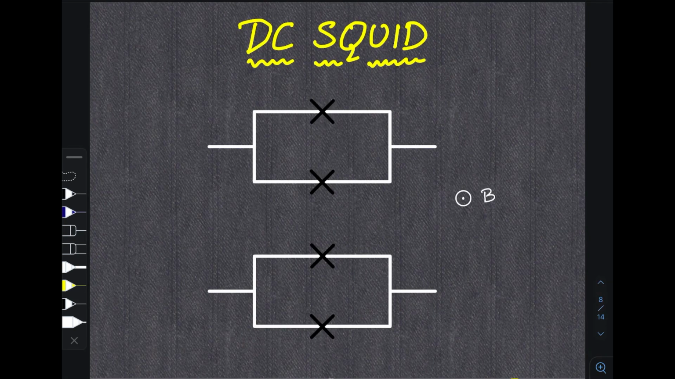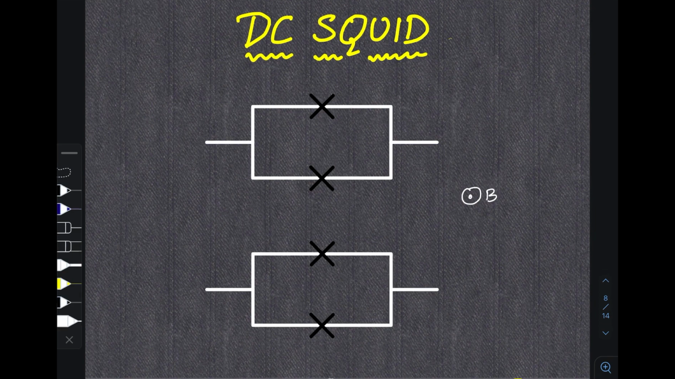Now let us look at the working principle of a DC SQUID. To understand the DC SQUID, consider two Josephson junctions connected in parallel. This symbol here, a straight line with a cross on it, denotes the Josephson junction. Now suppose a magnetic field is switched on and a flux of phi dash is being generated in this region. Consider a bias current which goes through this. This is a current that we are applying. As both junctions are identical, the current will split into two.